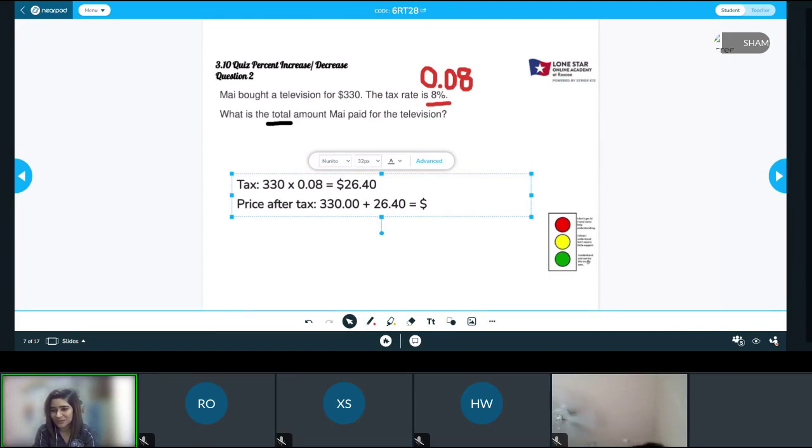Very good. I agree. 356.40. Very good, Roxy. Excellent. 356.40. That is going to be the answer. Are there any questions? Excellent, excellent. Let's go ahead and look at the next variety of question 2.